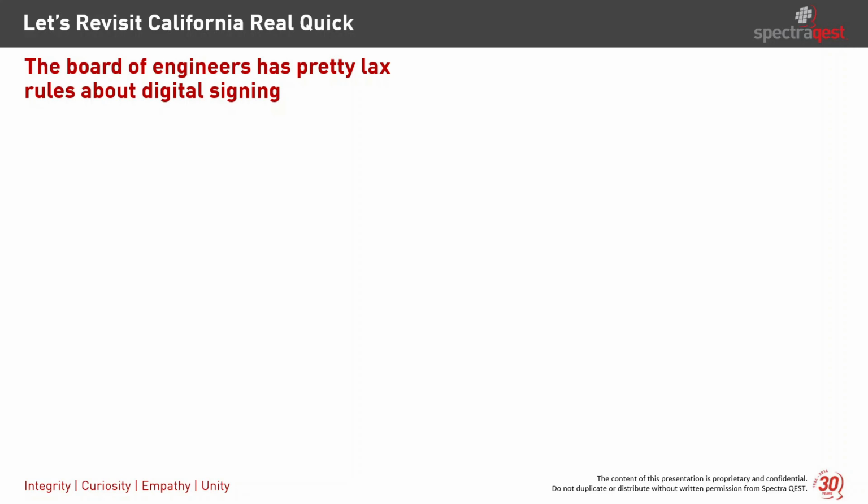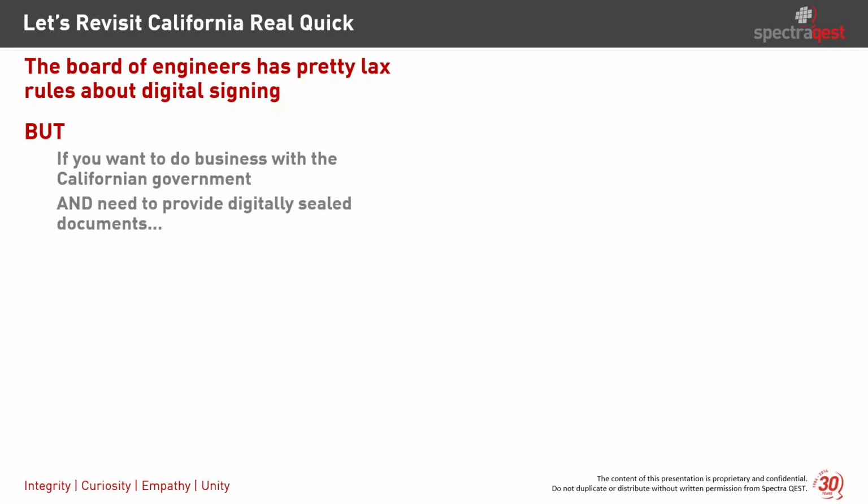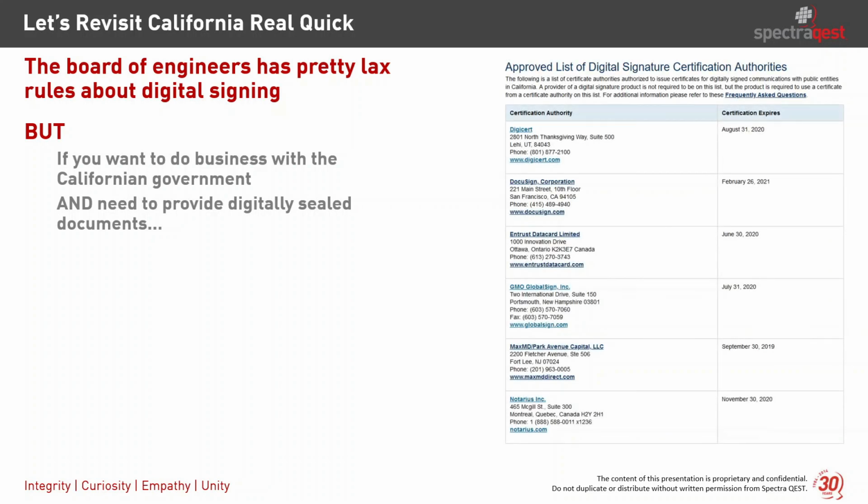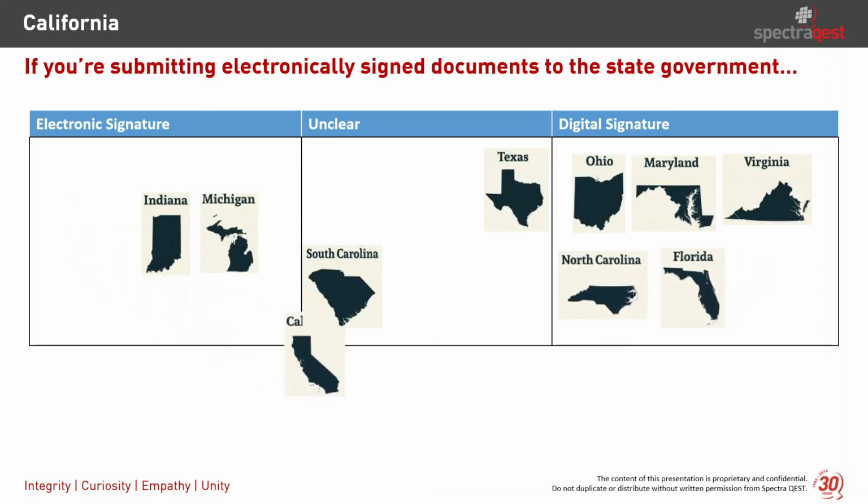But let's say, so we took a look at examples of requirements around the various states earlier in the presentation. Let's take another look at California. The Board of Engineers there has pretty lax rules about digital signing. But if you want to do business with the Californian government and you need to provide them digitally sealed documents, they have an approved list of digital signature certificate authorities that they will accept and work with. And Notarius are on that list, just further cementing home the point that the choice is a good one.